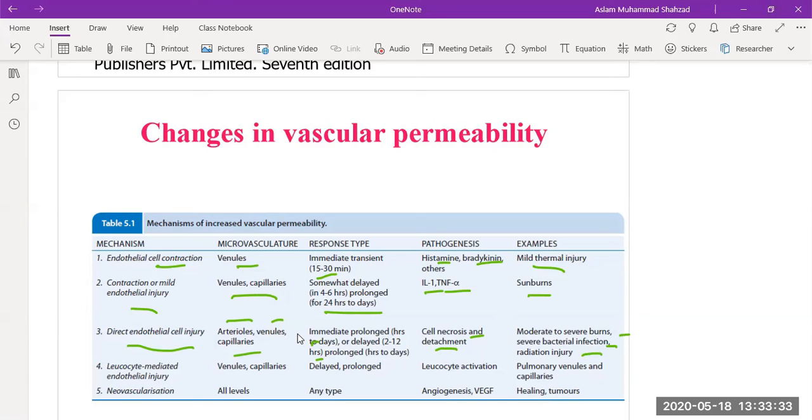Then if somebody has leukocyte-mediated endothelial injuries in the venules and capillaries because of leukocyte activation in the pulmonary venules or capillaries. Then neovascularization, which could occur at all levels, occurs because of angiogenesis. Neovascularization means the formation of new blood vessels, and it occurs through the process of angiogenesis in the wound healing process or when a tumor grows.